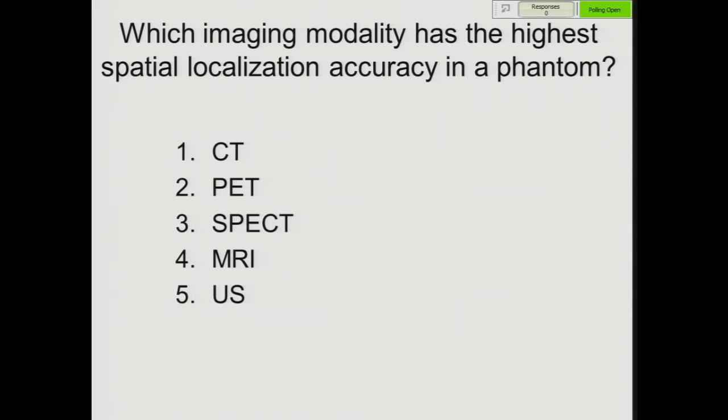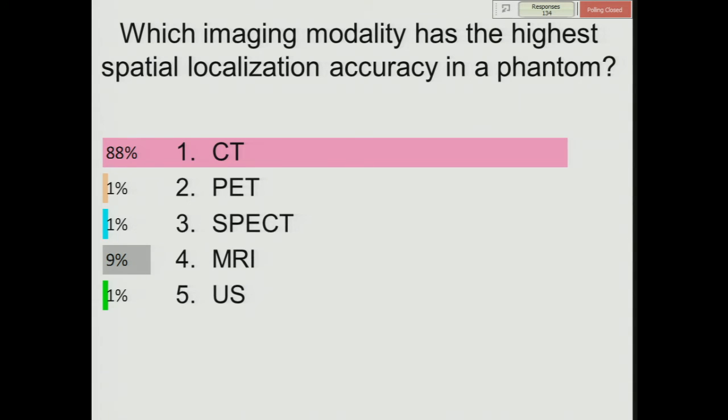Just to repeat, which imaging modality has the highest spatial localization accuracy in a phantom? CT, PET, SPECT, MRI, or ultrasound? CT, yes, is our gold standard, and the second most accurate is MRI, but even a very well-maintained MRI machine usually cannot reach quite the accuracy of CT.